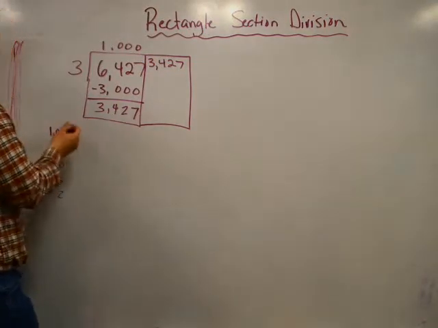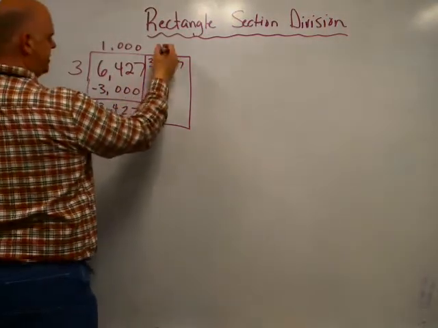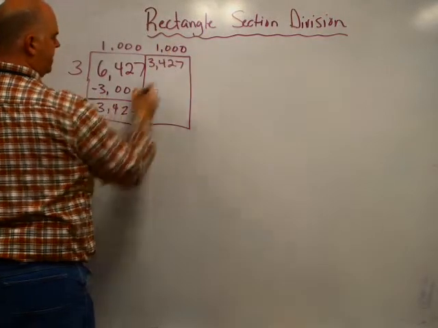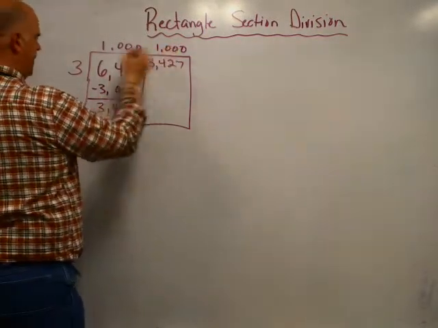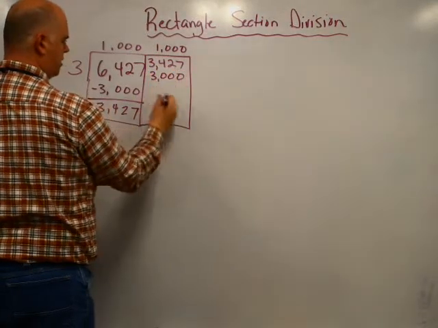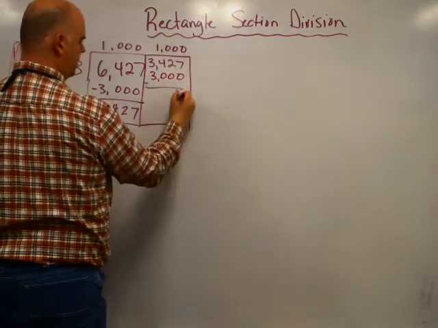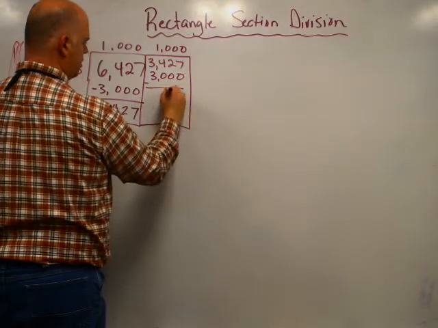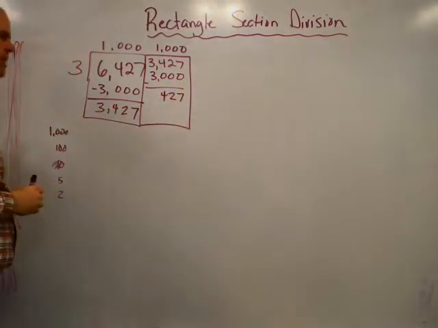Now, if I look at this, can I do thousands again? I say, yes, I can. So that would be 3,000. Okay, so we take the 1,000 times 3 again. That would be 3,000. Okay, and we subtract. 7, 2, 4. So we have 427 left.